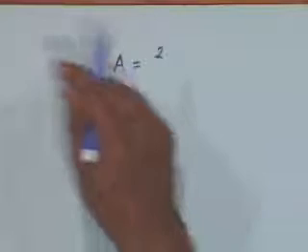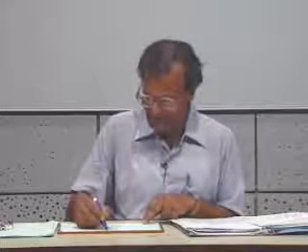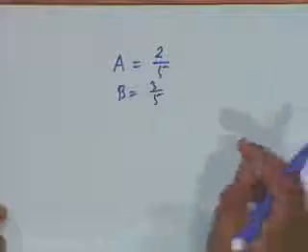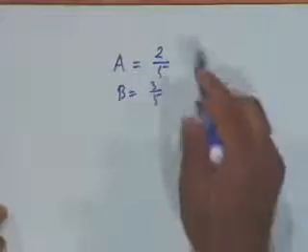So A I think is 2/5. Let me see what my solution is. Yes. A is 2/5 and B is 3/5. One got all kinds of numbers, 7 by 5, 4 by 5 and so on. It's a wide spectrum. This is the correct solution.